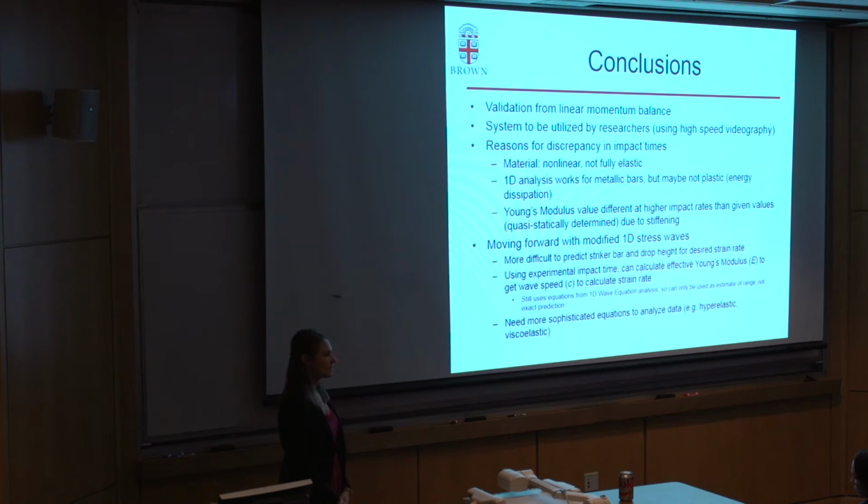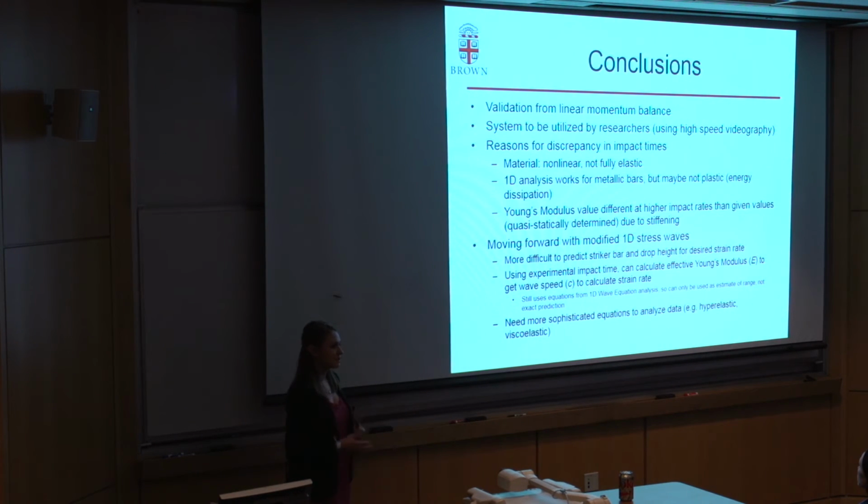And in addition, the Young's modulus values I used to calculate the theoretical impact time were quasi-statically determined, but they may have been different in this case because there were high impact rates, so it could have changed the Young's modulus due to stiffening or softening of the material. So moving forward with the modified 1D stress waves happening in the system, it will be more difficult for researchers to predict a striker bar and drop height combination to give a desired strain and strain rate.